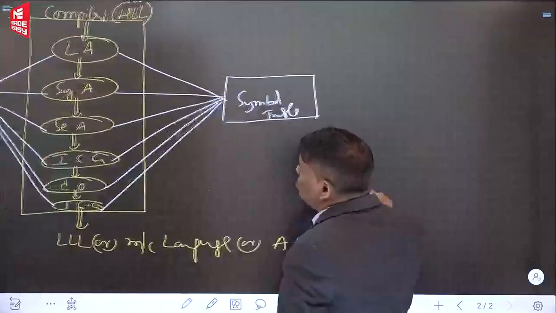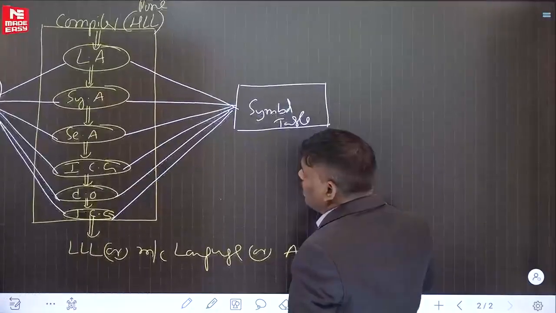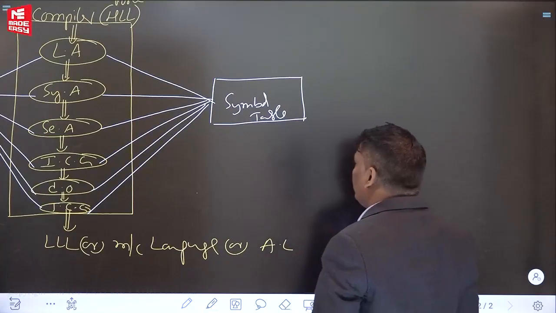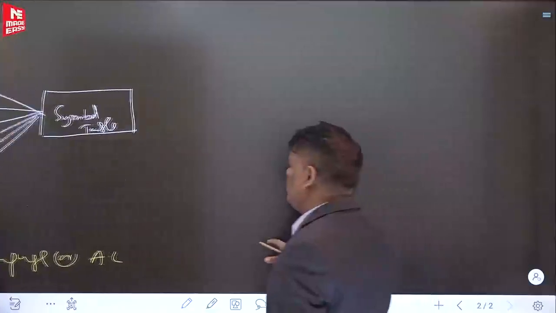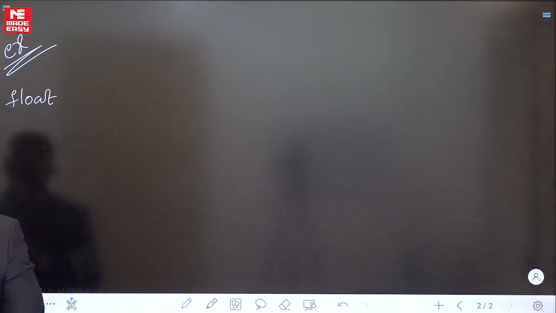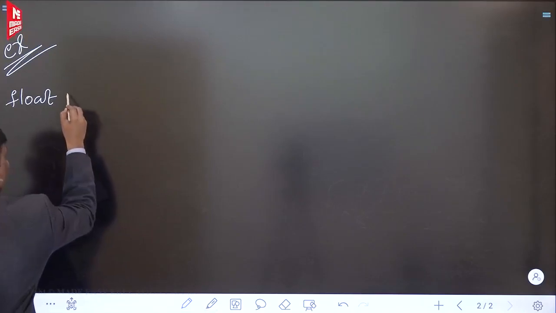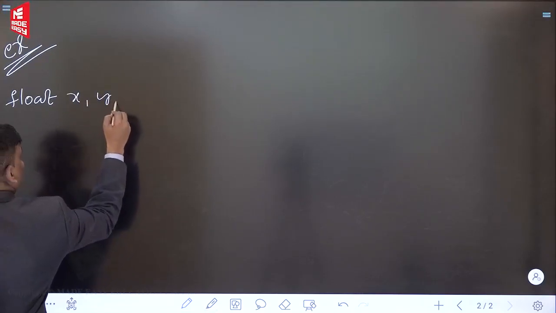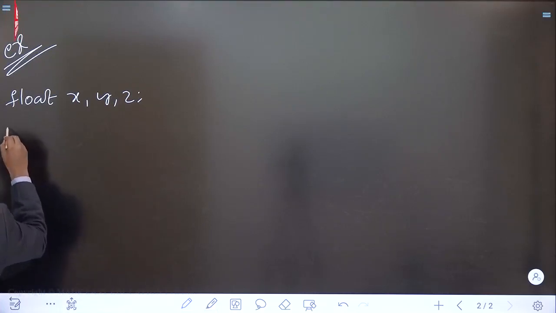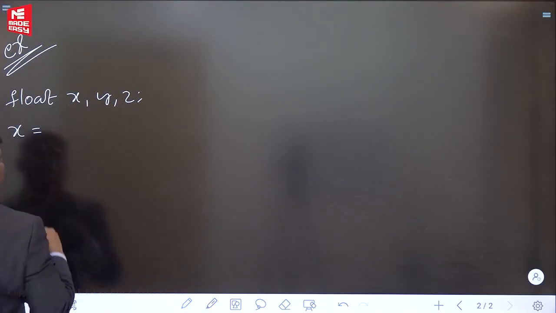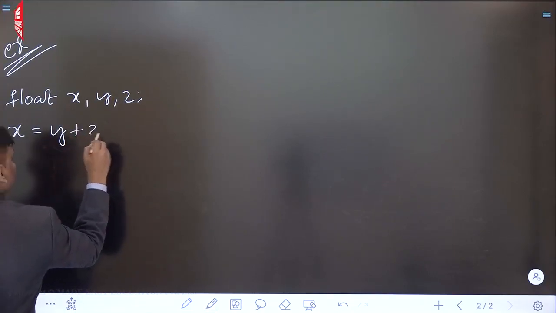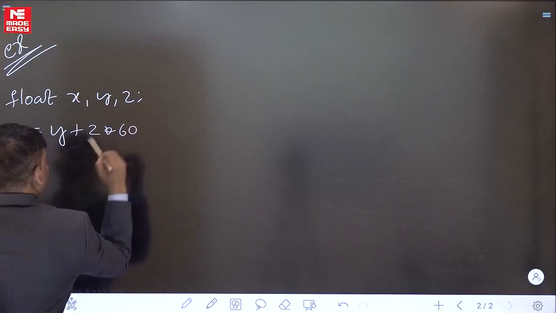Some people are asking, sir, to understand exactly how the compiler is working, can you give one example? I am giving one example. Float x, y, z. X is equal to y plus z star 60.